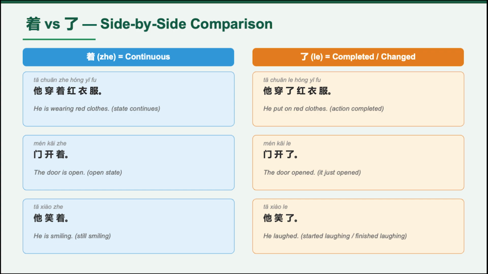Another comparison. 门开着. The door is open. State. Now compare that with 门开了. The door opened. Event. Again, very different picture. Another one. 他笑着. He is smiling. Still smiling. Now compare that with 他笑了. He laughed or he started laughing. The action happened. Done. So remember, zhe focuses on the continuing state. Le focuses on the event, completion, or change.